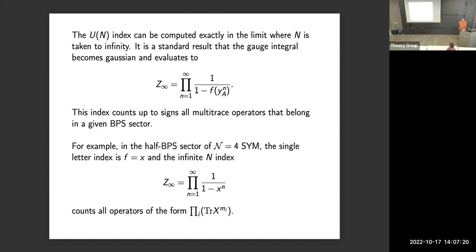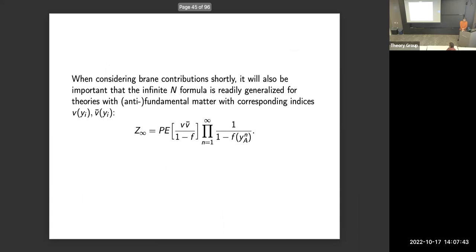For example, in the half BPS sector of N equals 4 super Yang-Mills, the single letter index is f of x. There's only the adjoint scalar X. And the infinite N index counts all operators of this form, which is a product of traces of X to some power. When considering the brane contribution shortly, it'll also be important that the infinite N formula is readily generalized for theories with fundamental and anti-fundamental matter, with the corresponding fundamental and anti-fundamental indices, v and v bar.